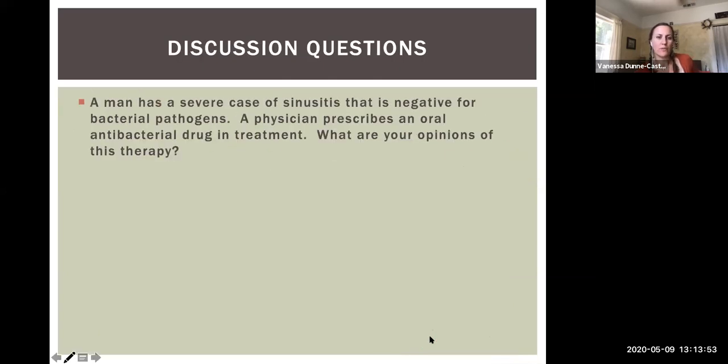This is just a general question. A man has a severe case of sinusitis that is negative for bacterial pathogens. A physician prescribes an oral antibacterial drug in treatment. What are your opinions of this therapy?